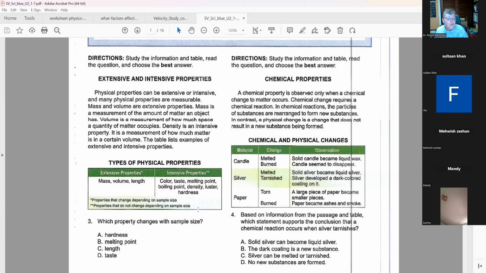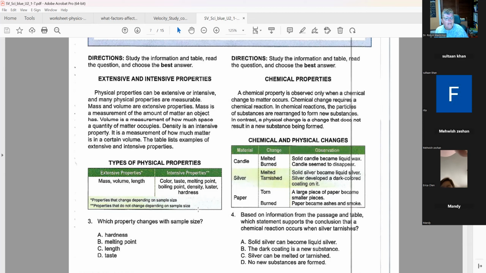So based on the information from the passage and the table, we have not read it. Which statement supports the conclusion that a chemical reaction occurs when silver tarnishes? Solid silver can become liquid silver. Does that have anything to do with tarnishing? The dark coating, which is what tarnish is, it's when silver becomes discolored. So the dark coating is a new substance. Silver can be melted or tarnished, or no new substances are formed.